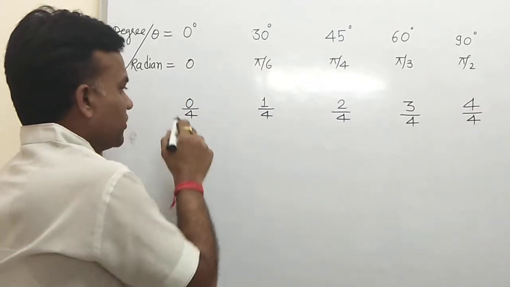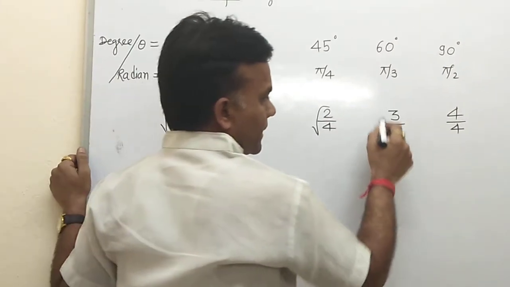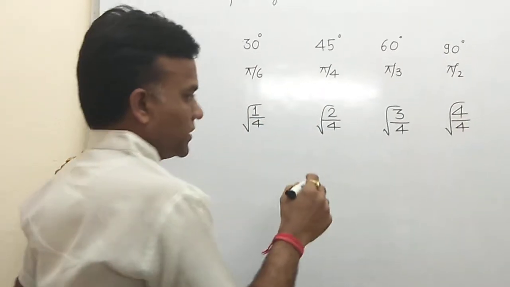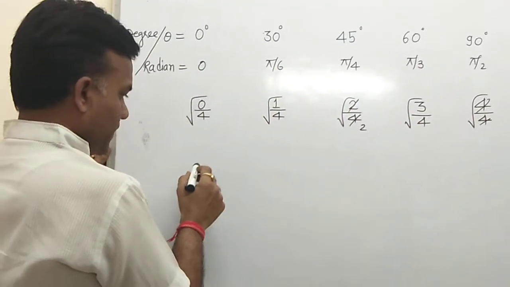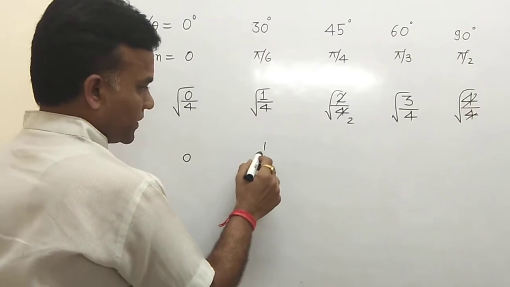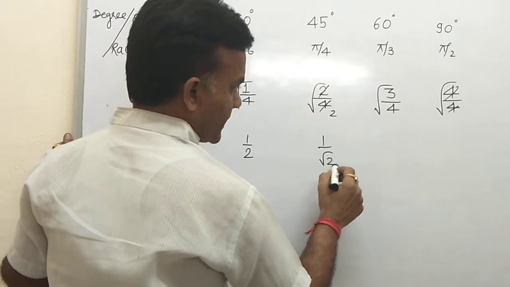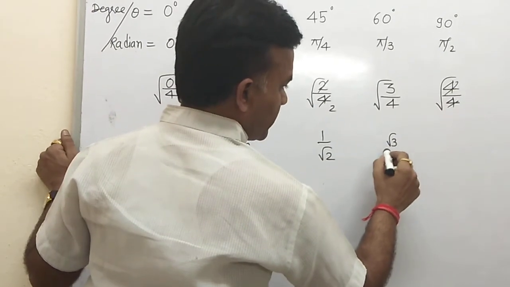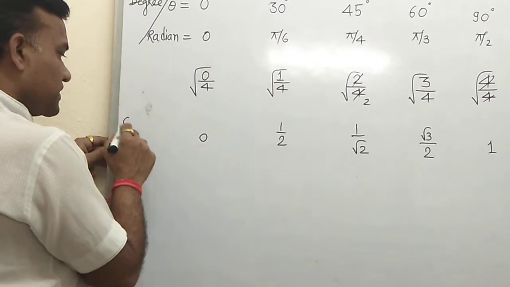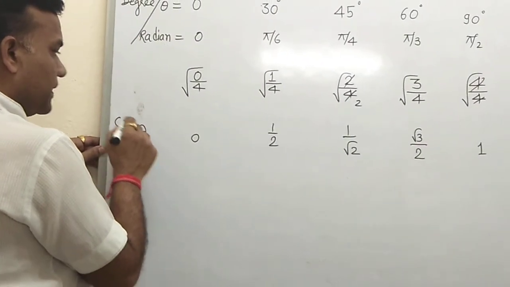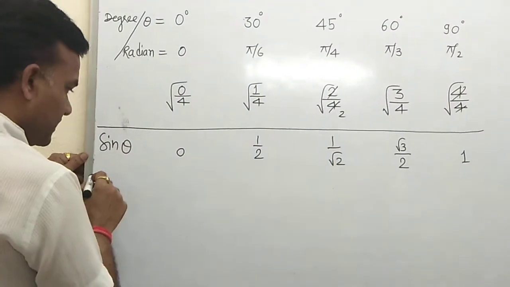Okay, and then you find out the square root of all. So here two 1s are, two 2s are, four 4s cancel out. So the resultant values we have here are 0 and then 1 by 2. So here 1 by root 2 and here root 3 by 2 and at the last divide by 1. So this is the value of sine theta. Okay, this is very easy going, in which you find sine theta.